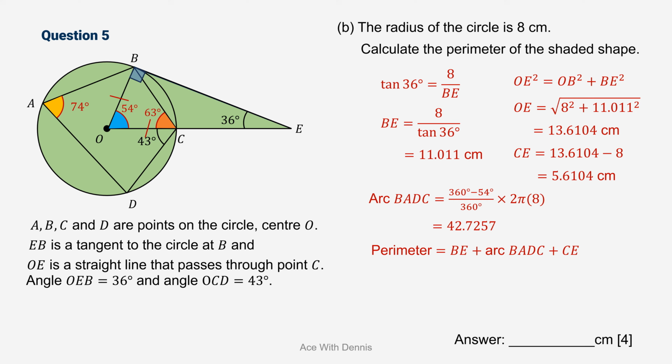So now we have all the required lengths. We can calculate the perimeter of the diagram, which is BE plus arc BADC plus CE. We substitute the values that we have calculated and sum them together. We get the perimeter value as 59.3 centimeters, rounded off to 3 significant figures. Hence, the answer is 59.3.